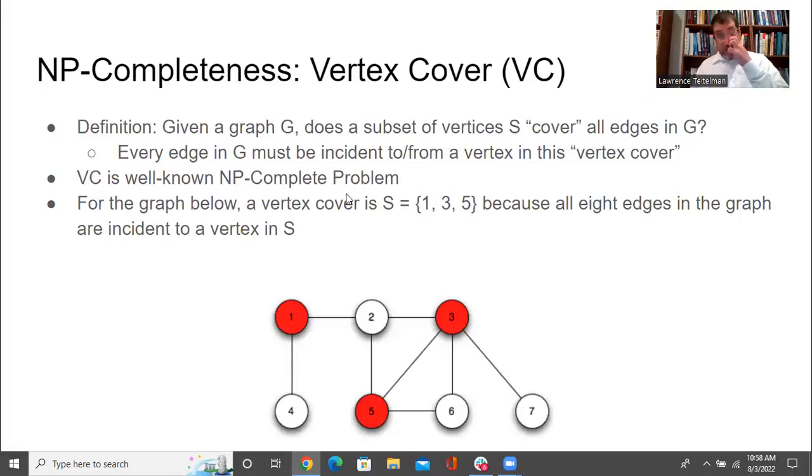So the question is, okay, so is this a polynomial time algorithm? Is this NP complete, right? What do we do with this? All right, so we're going to find out more about that in a moment.